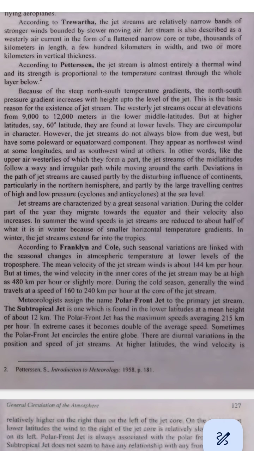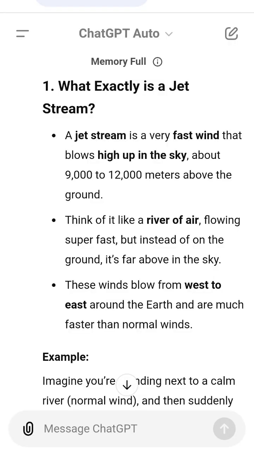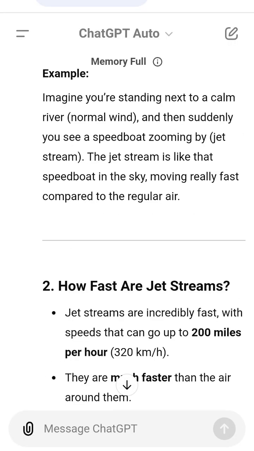8. Jet stream and air pressure. Jet streams are caused by a difference in air pressure. At high altitudes, the air pressure gets lower, and the difference between the high pressure and low pressure creates the jet stream. The winds in a jet stream are mostly westerly, meaning they move from west to east.